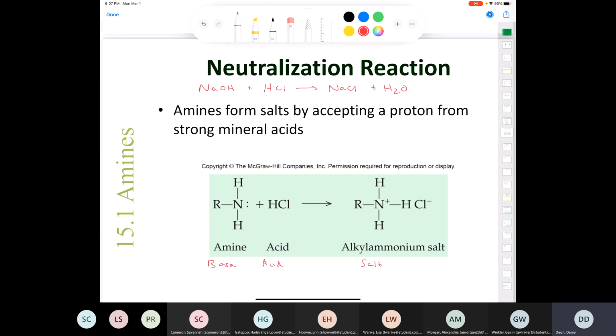Okay? Now how does that happen? If I show you the curved arrows, and this is literally what happens, the pair of electrons on the nitrogen forms a bond to the hydrogen, and the pair of electrons that's shared between the hydrogen and the chlorine goes on the chlorine to make chloride. So that's how we end up with our alkyl ammonium salt.